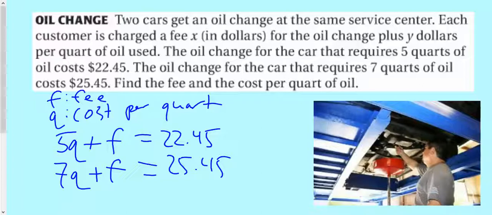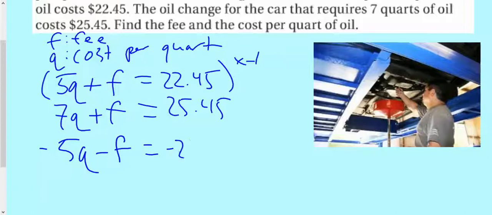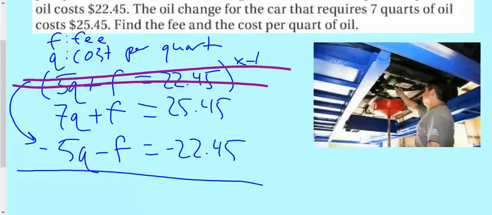So what I've been saying is, if we had to solve these equations by graphing them and figuring out where they cross, the numbers work terribly. There's an easier way to do this called elimination. I'm going to eliminate one of the variables, and to do that, I'm going to take one of these equations and multiply it by -1. I'll explain why I'm doing this. So the new equation is -5q minus f equals -22.45. I don't need the old one anymore, so I'm going to draw a red line through it.